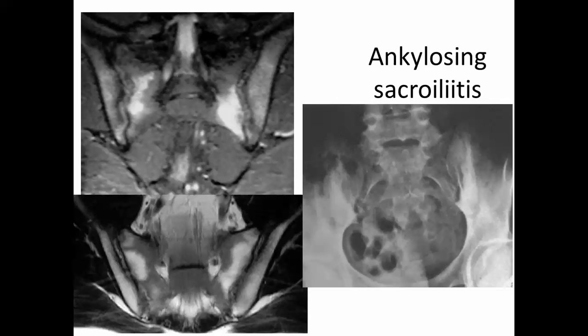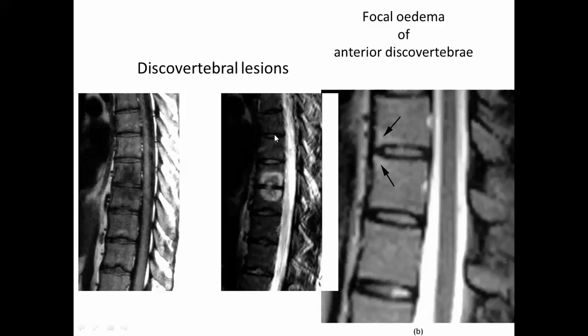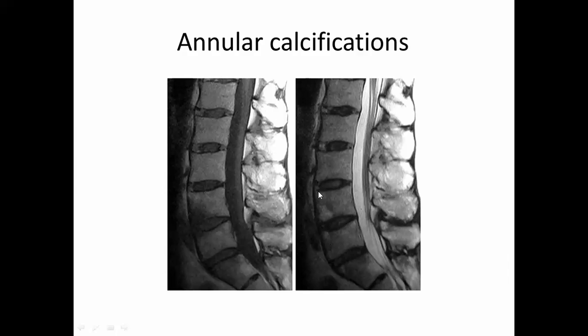Again, we can repeat ankylosing spondylitis in sacroiliac joints. It starts as widening, then edema, then narrowing, then ankylosis. And in the vertebrae, it can be discovertebral lesions in the plates, or anterior focal edema like this, or the famous calcific anterior spinal ligament and posterior spinal ligament, as well as calcification of the annulus.